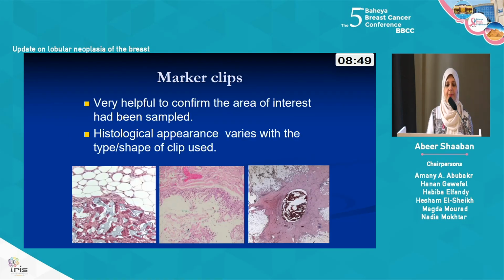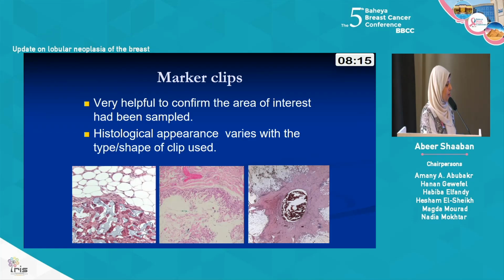We don't use them. Marker clips, as we heard earlier, are very helpful if you sampled an area of what you think is B3 or atypia. So put a marker clip, because when you go back to do vacuum-assisted excision, you would sample or target the area of the marker clip. So we actually use this quite a lot in the context of the B3 lesions. And interestingly, the marker clip histologically depends on the type that your radiologist has used, and there are several types of marker clips.